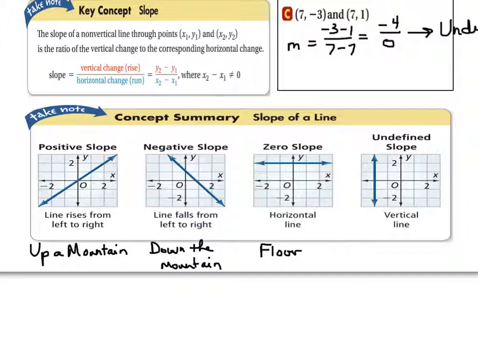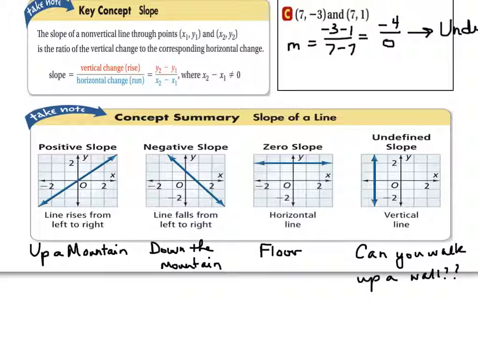Undefined slope is a vertical line. The easiest way for me to think of this one, and the question I will ask myself is, can you walk up a wall? And the answer is no to that question. You can't walk up a wall. If you had a wall there and you tried to walk up it, you'd look pretty funny. You can't walk up a wall, so therefore it's undefined slope.